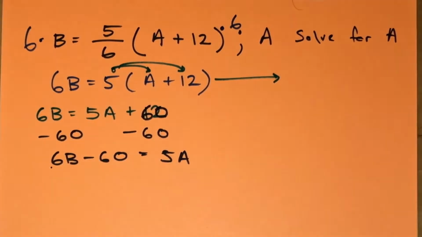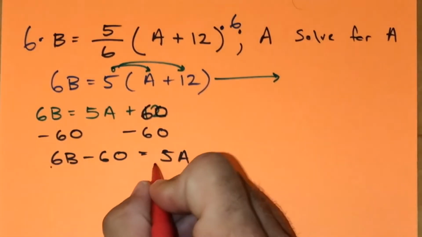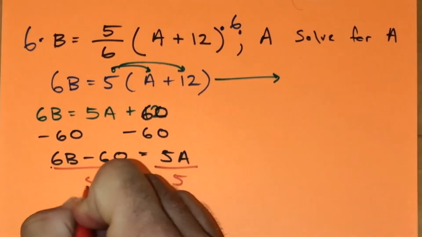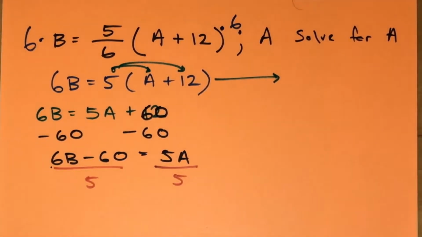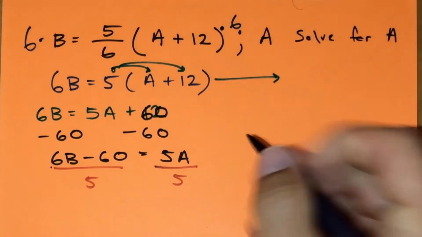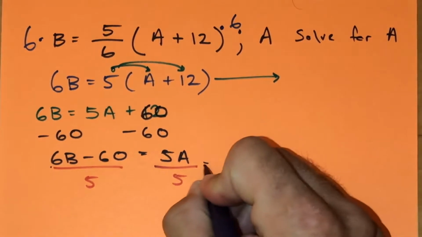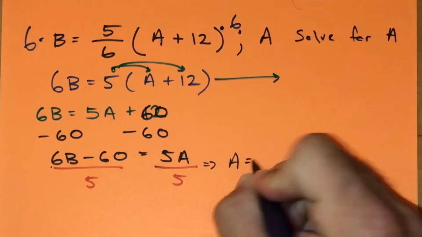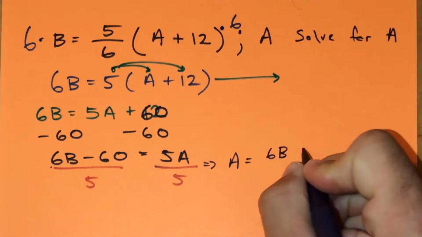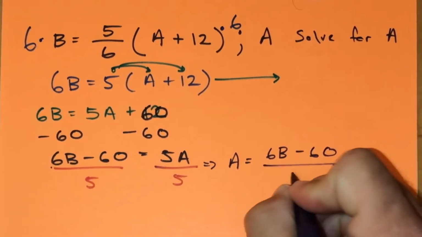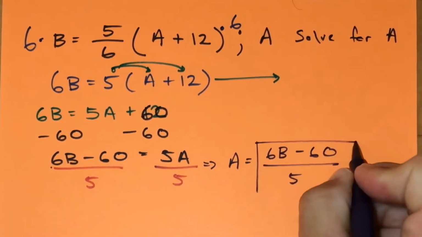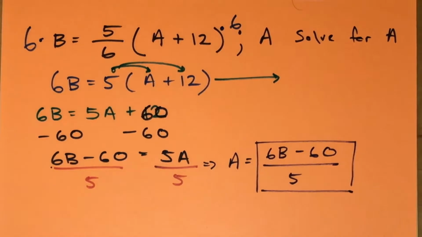And we're solving for a, so we're getting a by itself. Divide both sides by 5. And I end up with a is equal to 6b minus 60 over 5. And this is what a is equal to, and that's what you get when you solve for a.